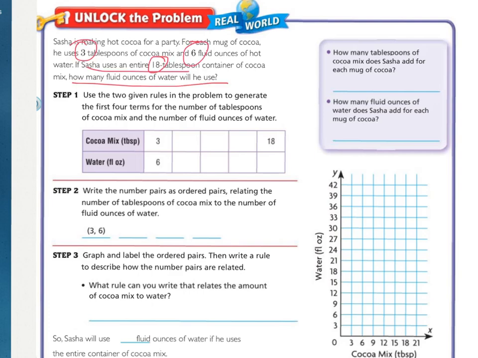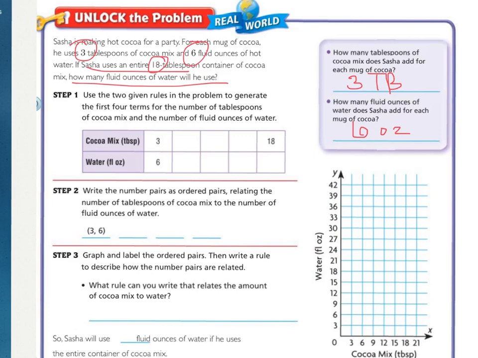You should have underlined how many fluid ounces of water will he use, and then also if Sasha uses the entire 18 tablespoons. The important information is 3 tablespoons of cocoa and 6 fluid ounces of hot water, and then it's important to have the 18 tablespoons so that we know our final destination. For this box over here, make sure you answer those. That square is just restating information that we know. 3 tablespoons of cocoa and 6 ounces of hot water.